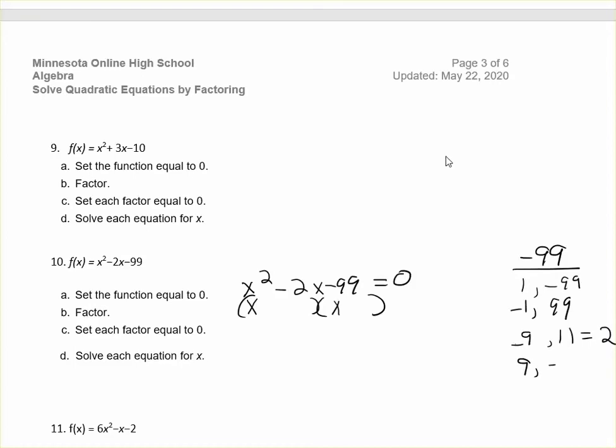How about 9 and negative 11? 9 times negative 11 is negative 99. 9 plus negative 11 does equal negative 2. So I have found my factors. I want a positive 9 and a negative 11. Now we're ready for step C, set each factor equal to 0.